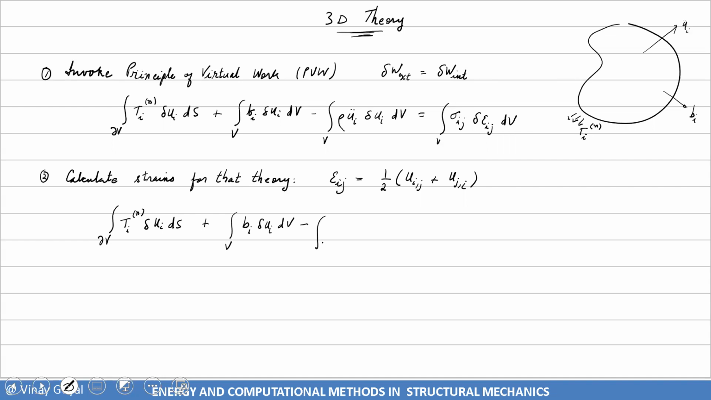I'm just writing all the quantities to the left hand side. And I have minus the integral over the volume sigma ij, and then 1/2.